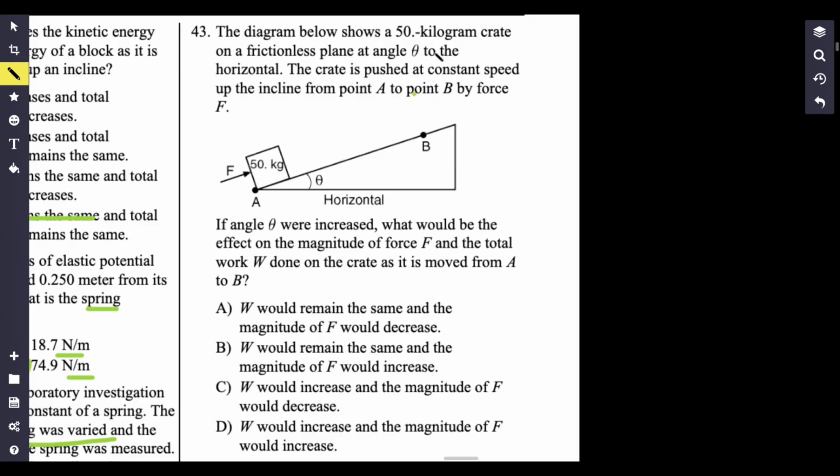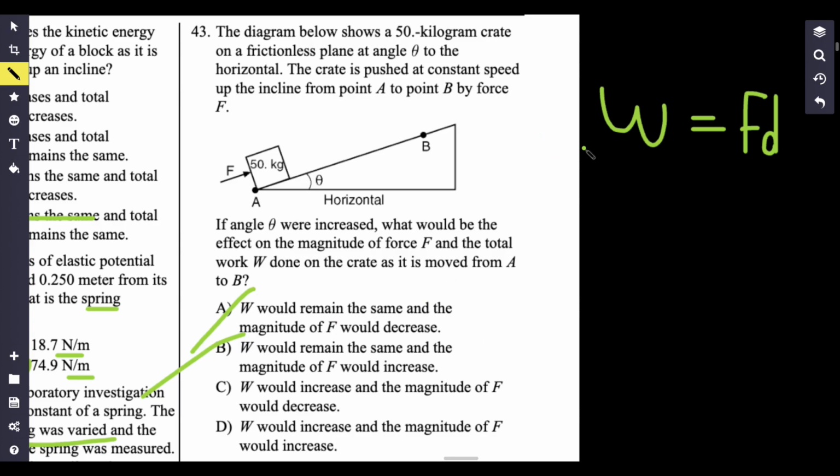This problem is pretty tricky. You would think that because the distance from A to B is constant, the work would remain the same. But what is work comprised of? Force times displacement. So if the force decreases or increases, that would also affect the work in the same relationship.